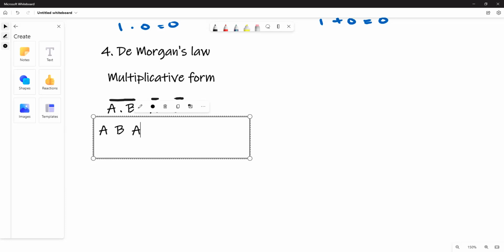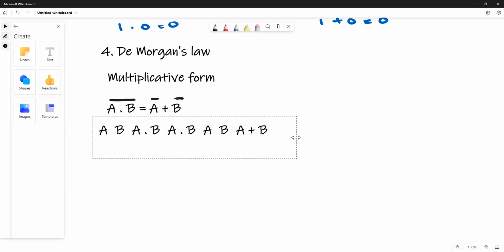A dot B, then we have A dot B bar, then A bar, then B bar, then A plus B bar. Right. I think this is enough for us, right? AB, we have AB and AB bar. So this is this one. Then we have A bar, we have B bar, and this A bar plus B bar.